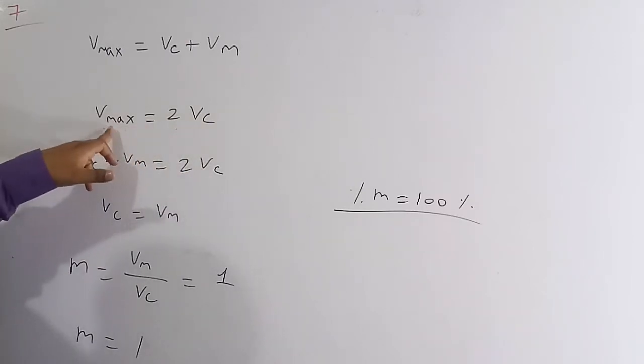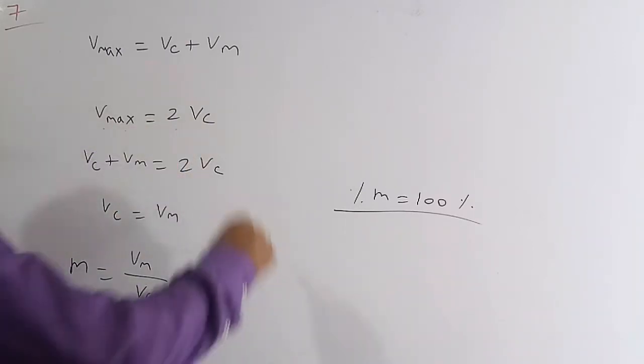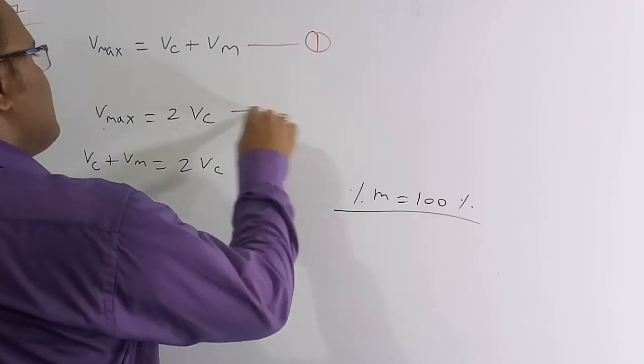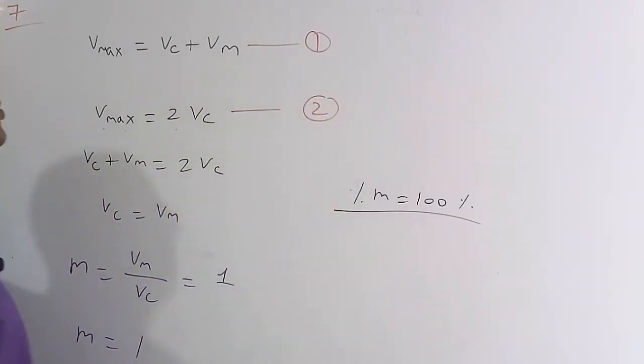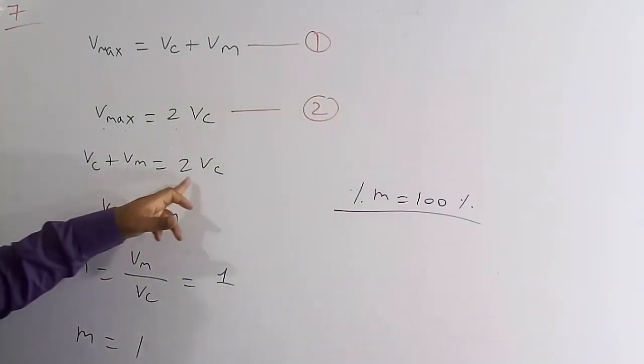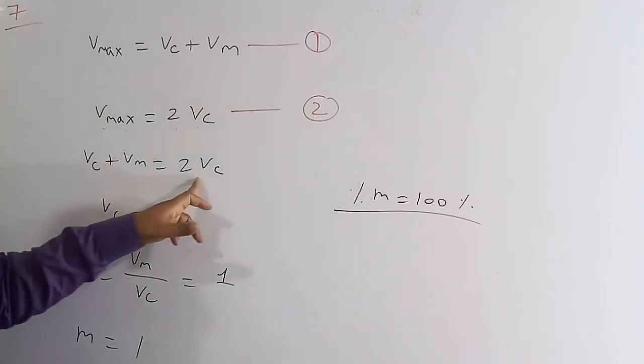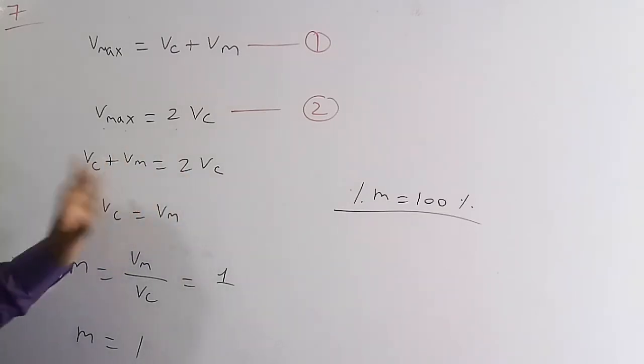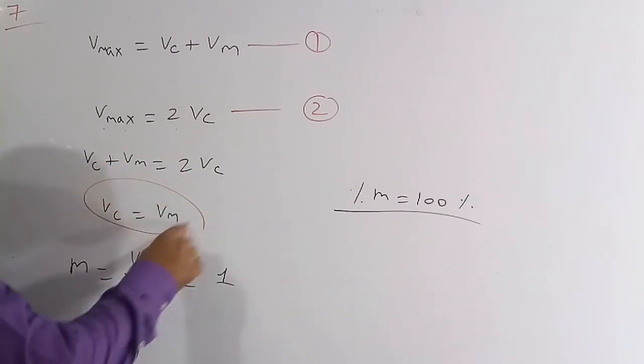So therefore in the question they have given Vmax is equal to 2 Vc. So this is the first equation and this is the second equation. By comparing 1 and 2, Vc plus Vm is equal to 2 Vc. So Vc, if it goes to this side, becomes 2 Vc minus Vc, which is nothing but Vc. So therefore Vc is equal to Vm.